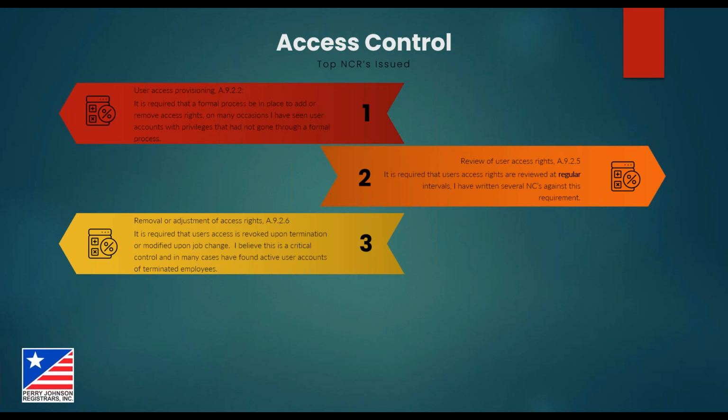The next control in this section that I see issues with on a fairly regular basis is review of user access rights. This is control A.9.2.5. It requires that user access rights are reviewed at regular intervals. I bolded regular because it's up to you as the organization to determine that interval. Should it be monthly? Should it be quarterly? Should it be annually? If it's an interval defined that's greater than annually, your auditor will probably be looking for some solid justification as to why that large of a time gap can lapse between doing this review.